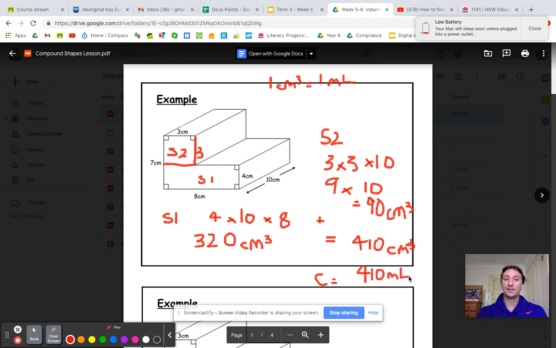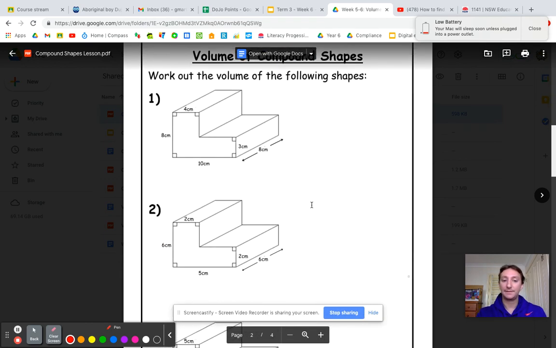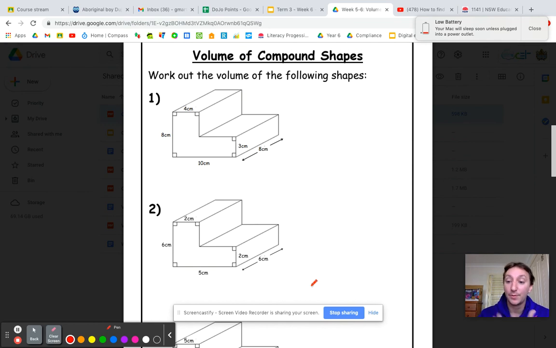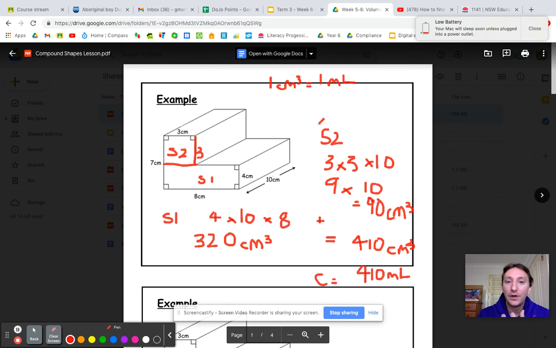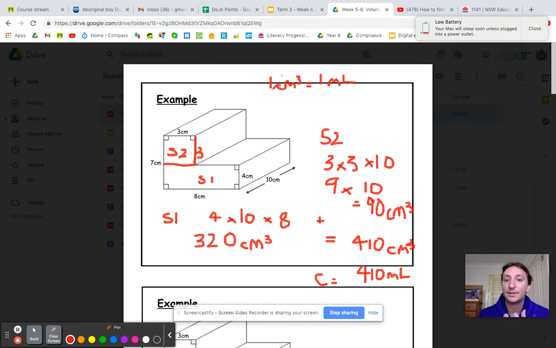So this is what you guys are going to be doing today. You guys are going to be working through these different shapes here. You'll need to break them up, find out the volume of those compound shapes, and then use your knowledge of converting between centimeters cubed and milliliters to find out what the capacity of that object would be in milliliters and in liters. Hope this helps.